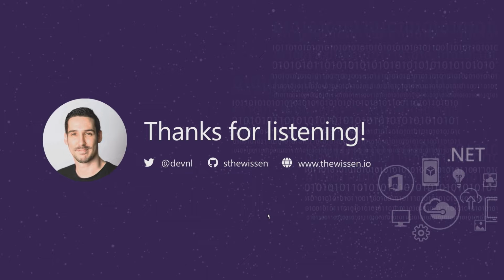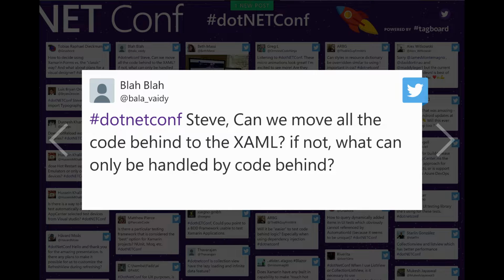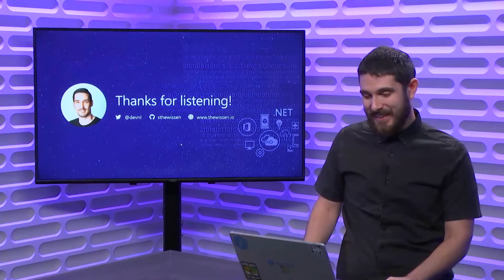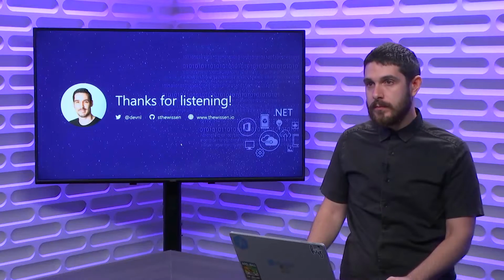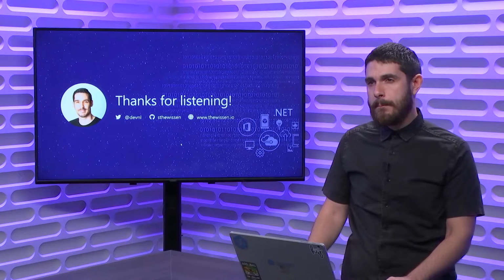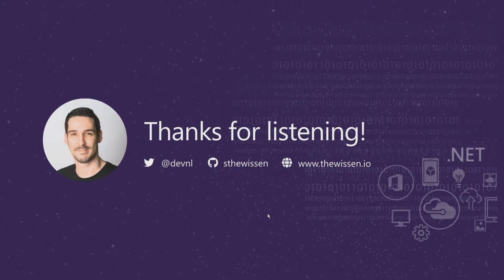We have another question here from Bala, who asks, Stephen, can we move all of the code behind that you showed to XAML? If not, what can only be handled in the code behind? It's a good question. I recently did a whole podcast on this. I think the XAM animation package that I mentioned uses a lot of behavior kind of stuff to do all these translations and some of these animations. So you could look into making it actually behaviors instead of code behind. Obviously, those behaviors would need to be coded, but I think it could work.